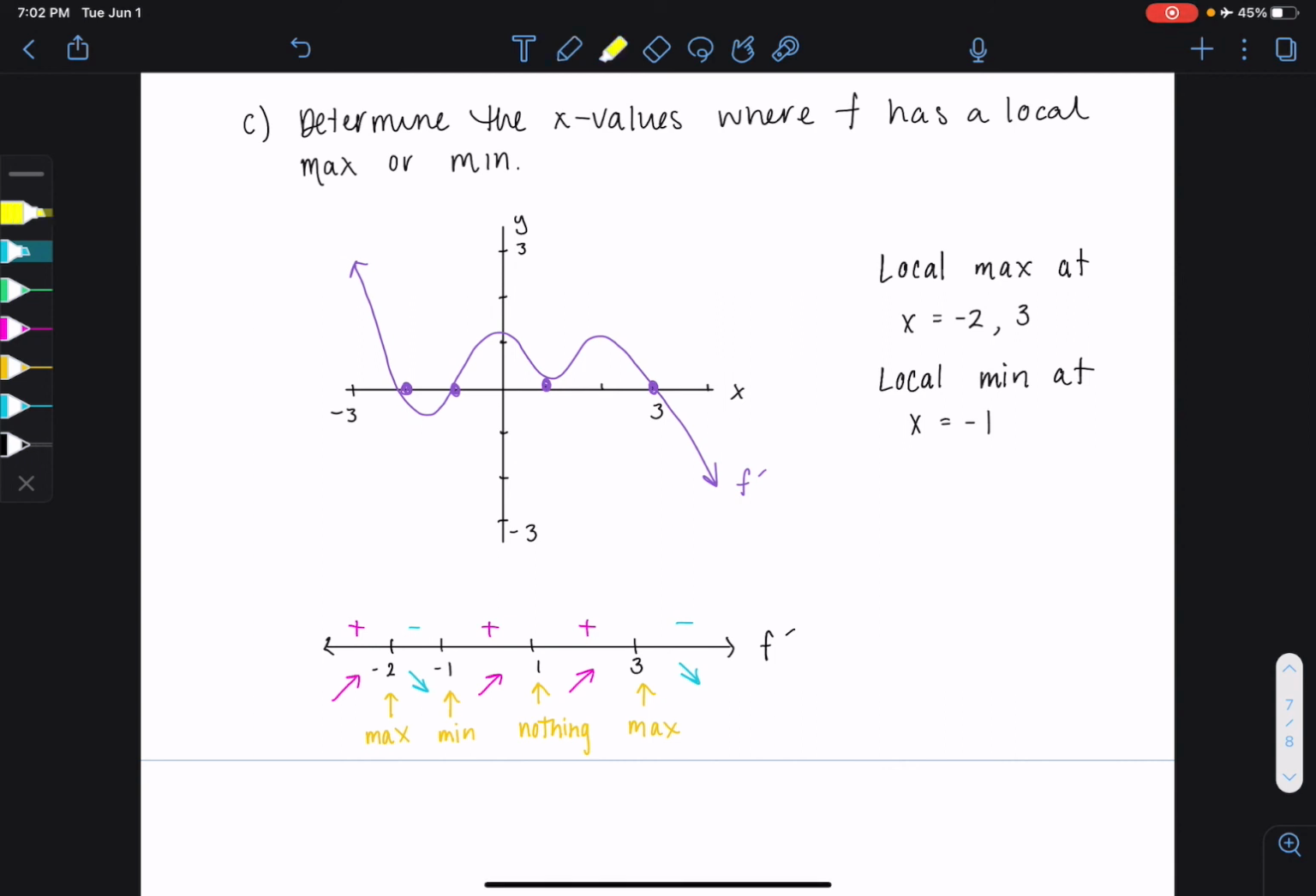So don't get confused. It's really common that people want to pick these points because it looks like local maxes and mins on here. Be very, very careful because, again, this is a graph of the derivative. So that is it for our increasing and decreasing test and our first derivative test. We will pick up and we will learn about some more properties and more applications of derivatives next time.